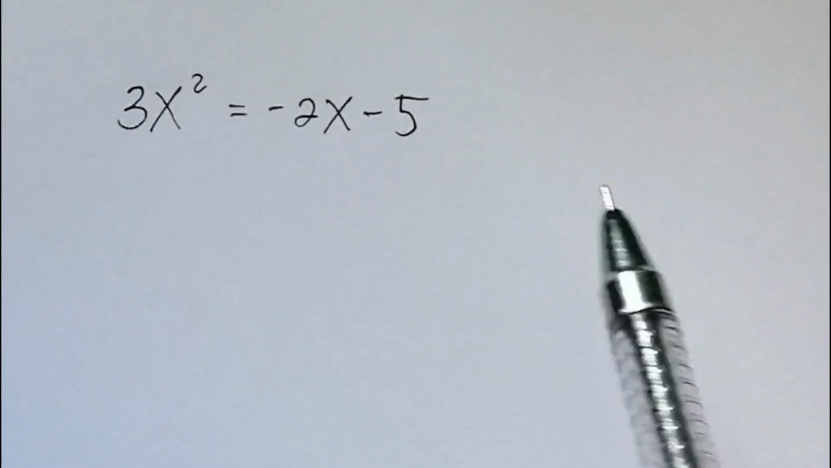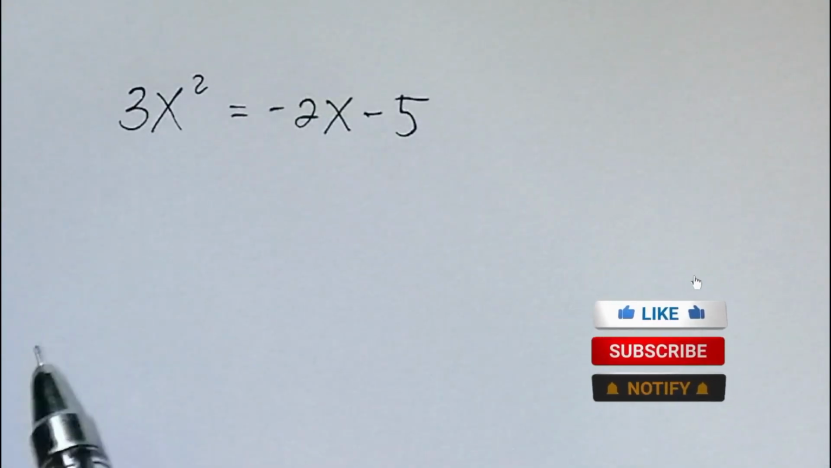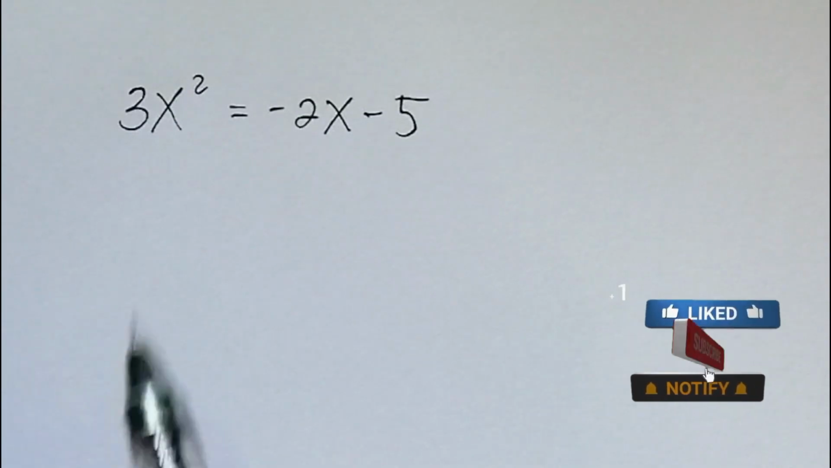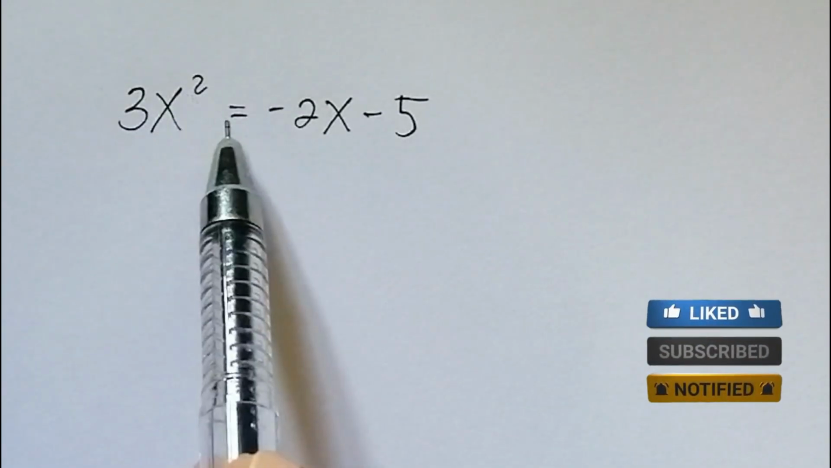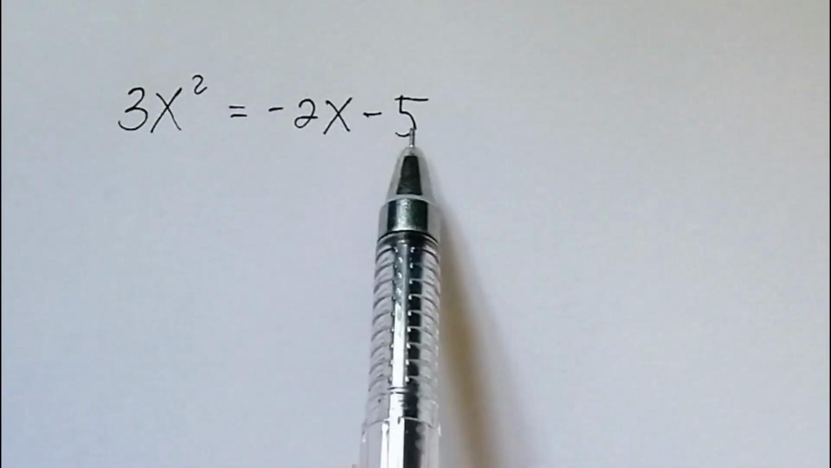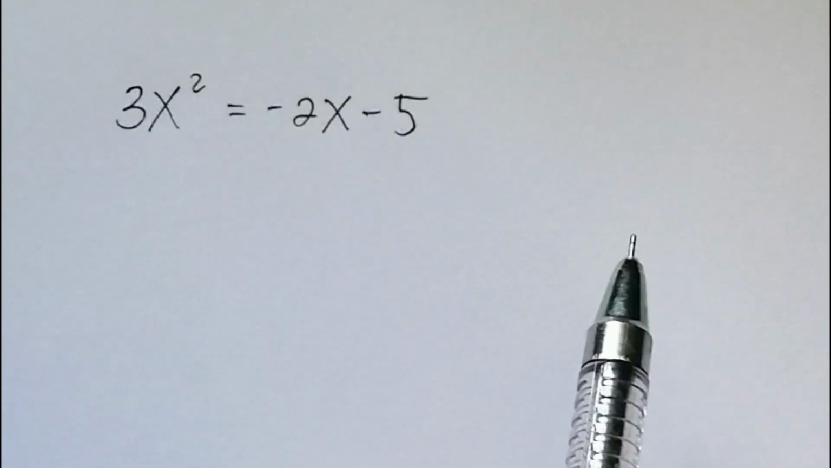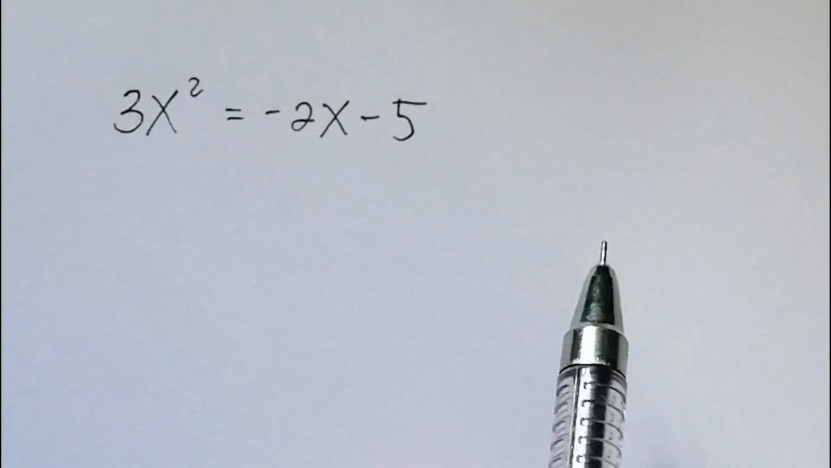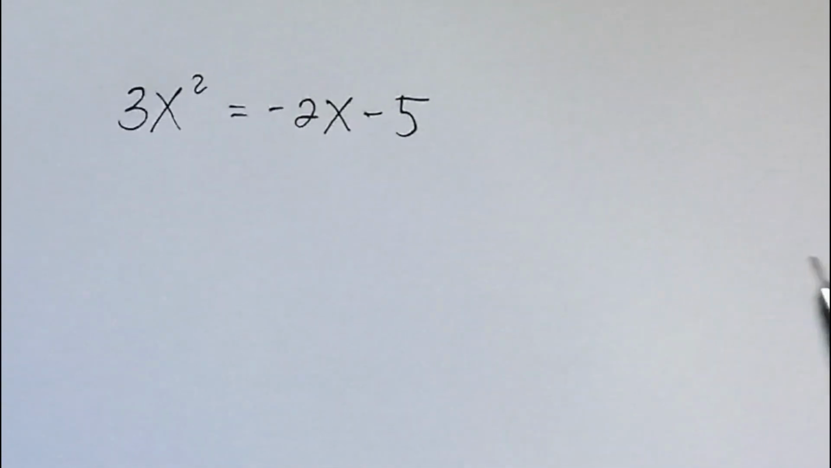Hello, in this video I'll teach you how to find the discriminant of a quadratic equation. Here is the problem. 3x to the power of 2 equals negative 2x minus 5. In this expression, we first write this expression to general form.